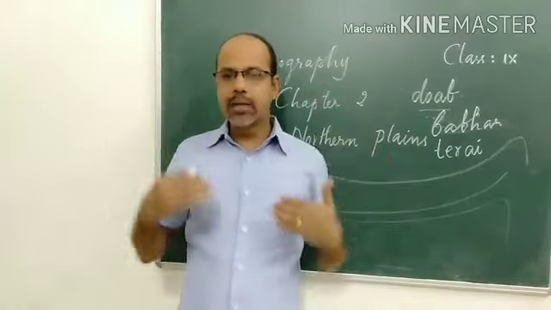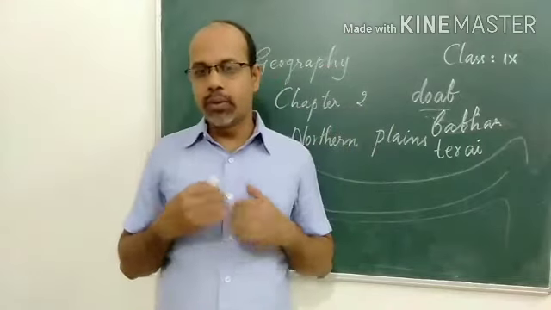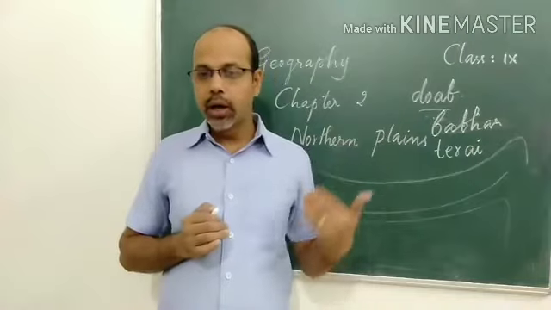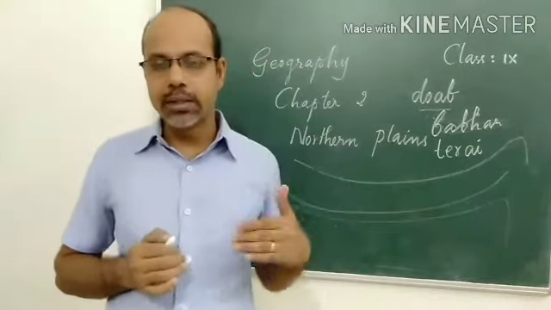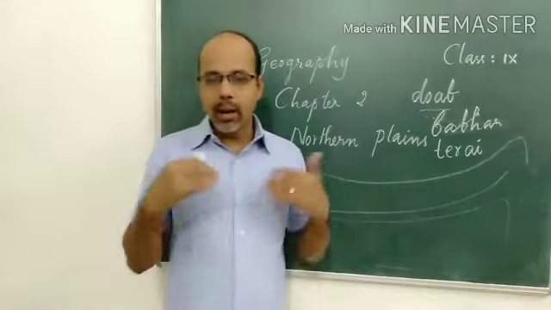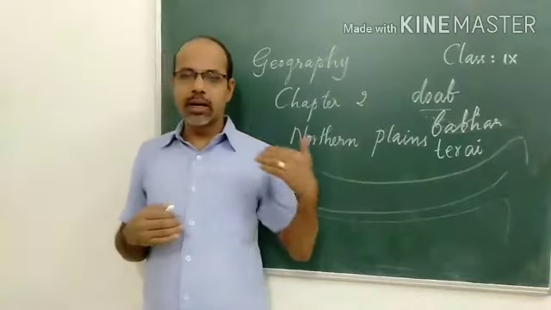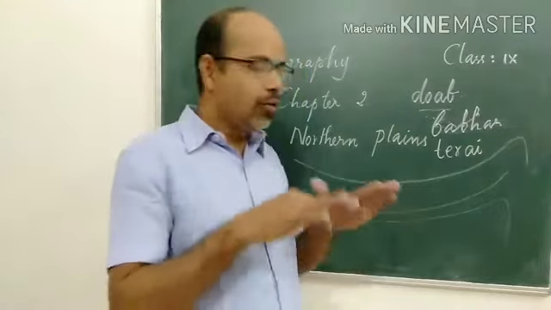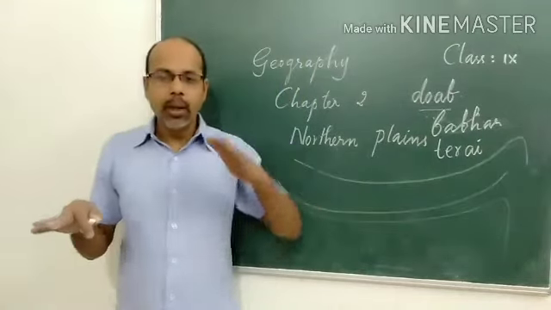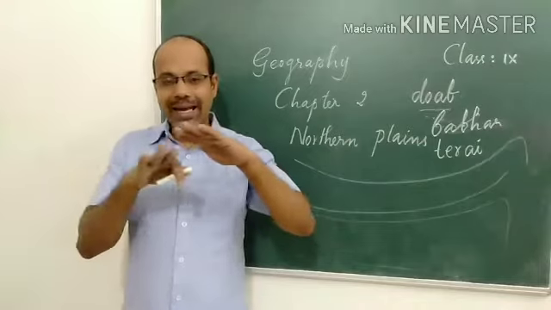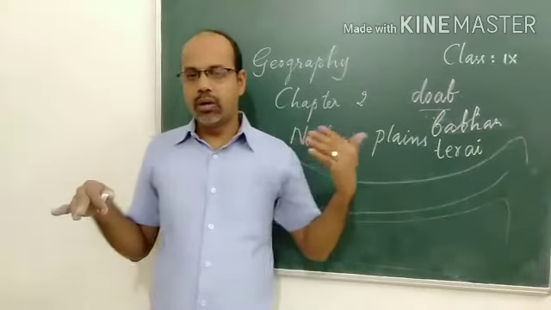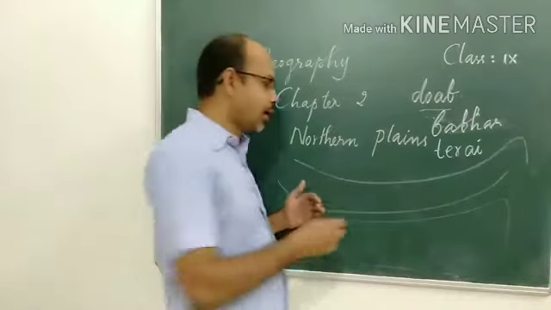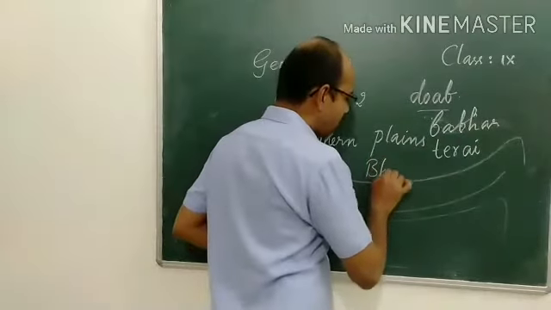Then the largest part of the northern plain is formed of the older alluvium. Alluvium was deposited as older and newer alluvium. What is that? We will study here. It lies above the floodplains of the rivers, and a terrace-like feature can be found where older alluvium is present. This part is known as the Bhangar. What is Bhangar?